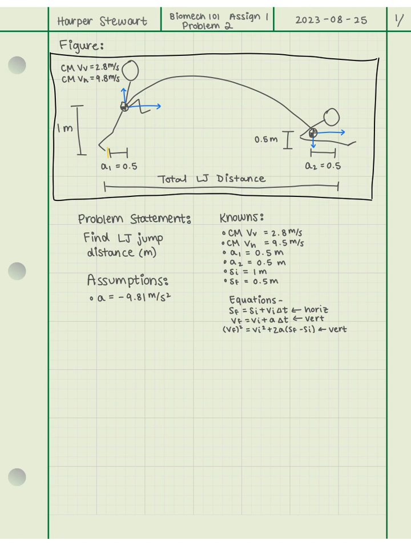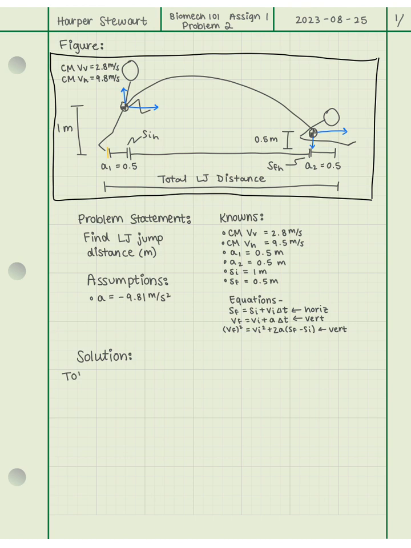We also want to take note of where the initial horizontal distance of the center of mass is on our diagram, which is going to be labeled with that SIH, and also the final position of the center of mass, which is labeled with SFH. Alright, and now that we have that all set up, we're ready to start solving our problem.